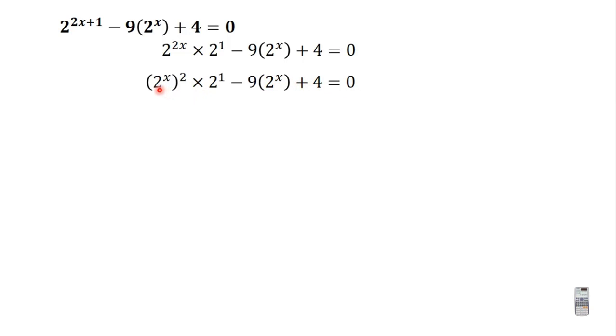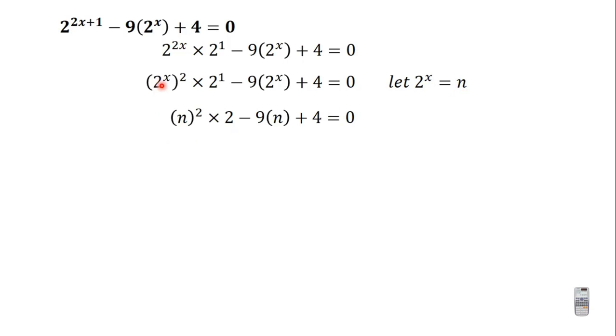So you see that you have 2 exponent x in this bracket, and 2 exponent x in this bracket also. So we are going to represent 2 exponent x by a variable. We are going to replace it by a variable. So I will say that let 2 exponent x is equal to n. That means that wherever you see 2 exponent x, you replace it with n.